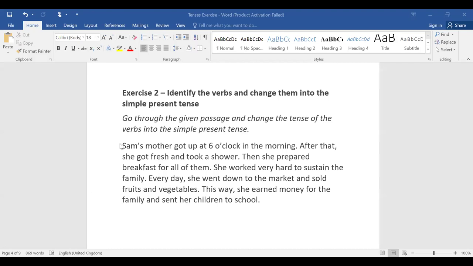Identify all the verbs in this passage, and then change those verbs into simple present tense. Start now. William, are you sure? Check carefully.